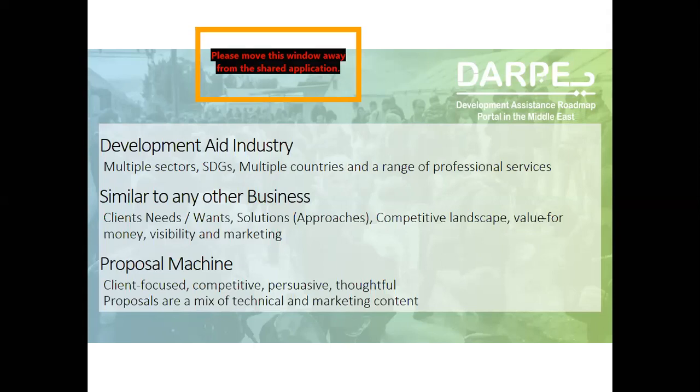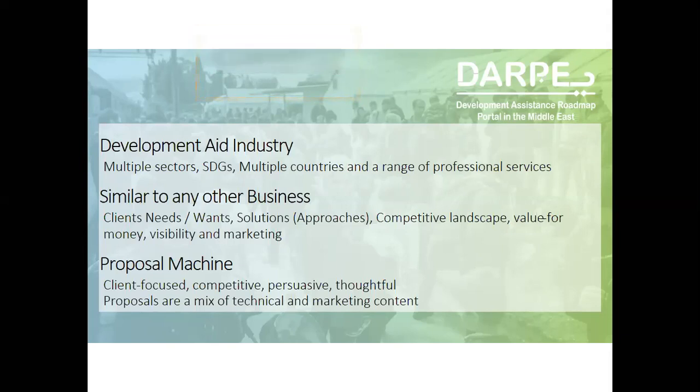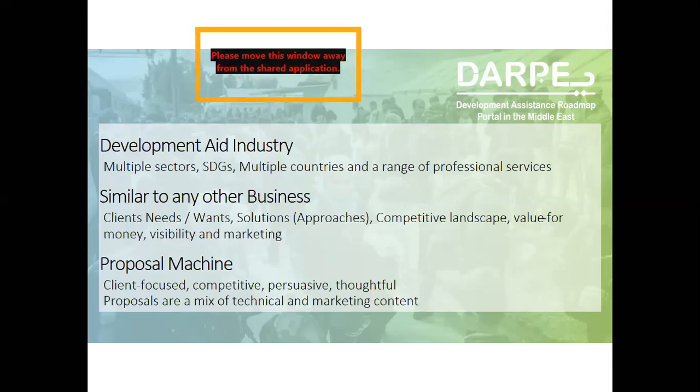Client-focused means that it should respond to the client requirements and the client needs. Competitive, it should be competitive technically. I mean that you have differentiators than others, competitive and comparative advantages, and you have to be cost competitive. Persuasive, all what you have to write in your proposal document should be evidenced. So it's writing with evidence, like your previous experience, your awards and achievements that you have acquired.